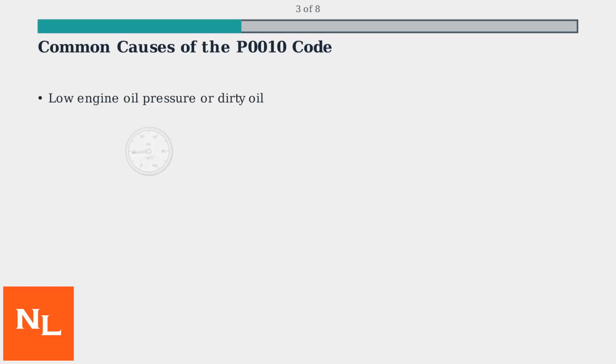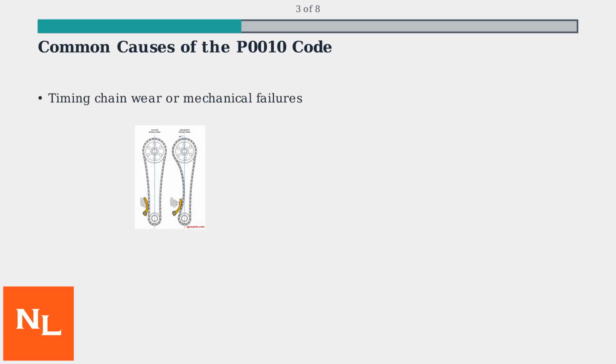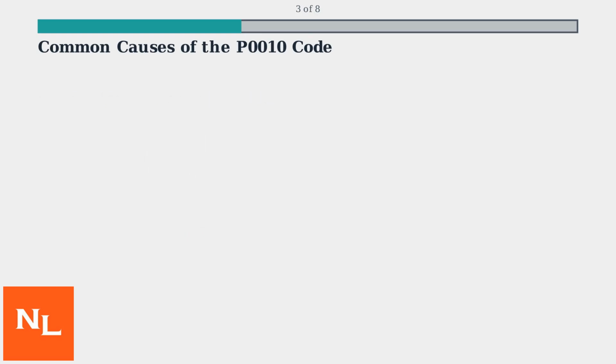Low engine oil pressure or dirty oil can also trigger the code. Clogged oil passages restrict flow to the actuator. ECM software glitches or sensor failures can cause false readings. Less commonly, timing chain wear or other mechanical failures can be the culprit.